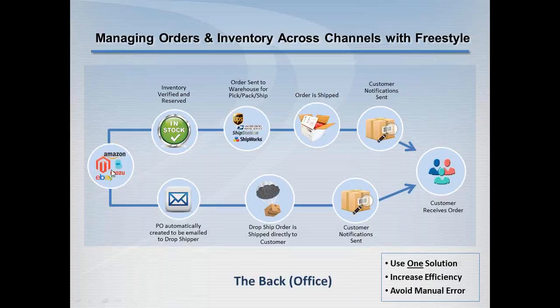For those of you who drop ship, we can help you with the drop ship management as well. When an order comes in that is a drop ship order, Freestyle flags that order and automatically generates the PO for you. All you have to do is log in and submit it to your supplier. Once the supplier confirms that it's been shipped and sends you the tracking information, you update that in Freestyle, and Freestyle will trigger those same series of automated events, which include updating the tracking information and the completed status out to both your sales channel and your customer. So again, all of those processes from the time you receive the order on your sales channel to the time your customer receives it, all done in one solution, which increases your efficiency and avoids manual error.